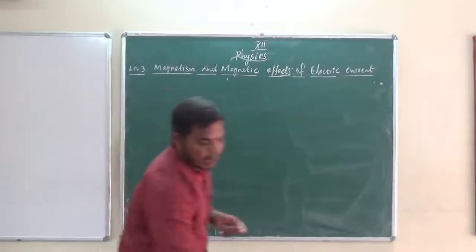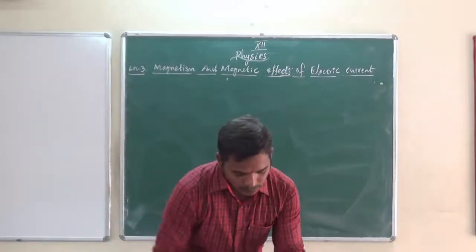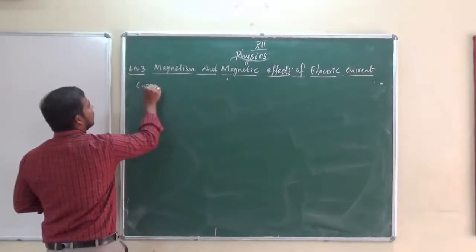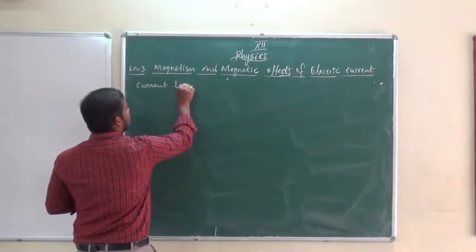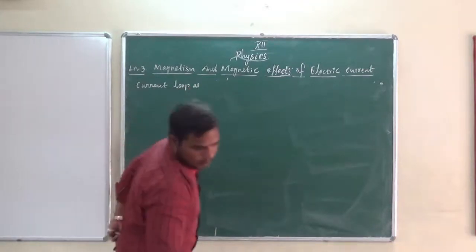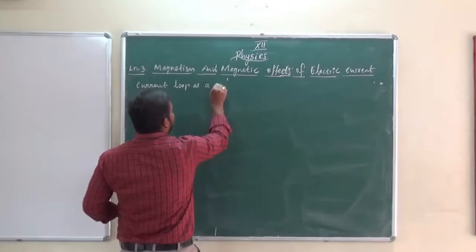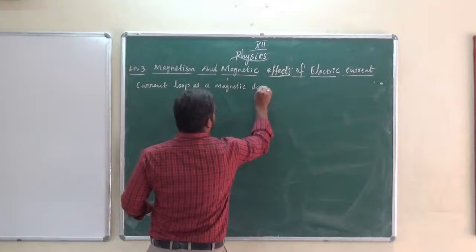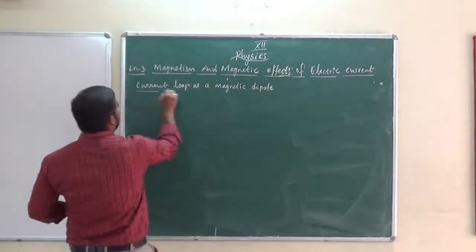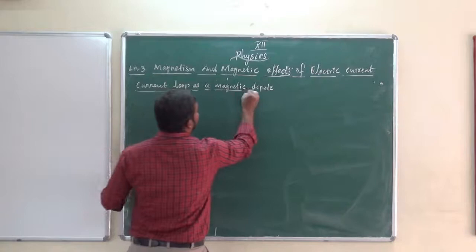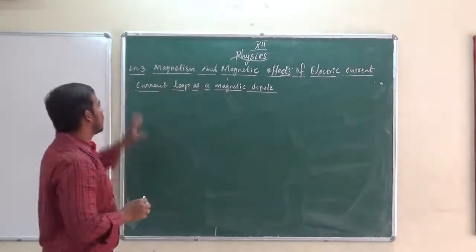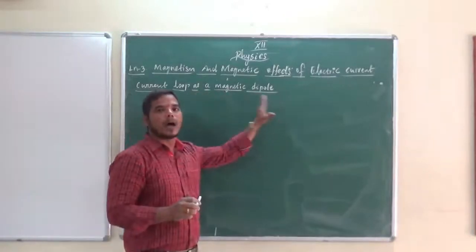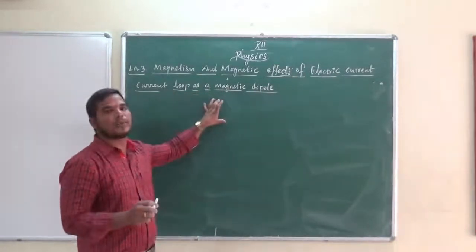See? So our next topic: current loop as a magnetic dipole. I hope we have already discussed the magnetic dipole, isn't it? So the current loop, the simple current carrying loop, as a magnetic dipole. How does that current loop behave as a magnetic dipole? This is a 3-mark question.